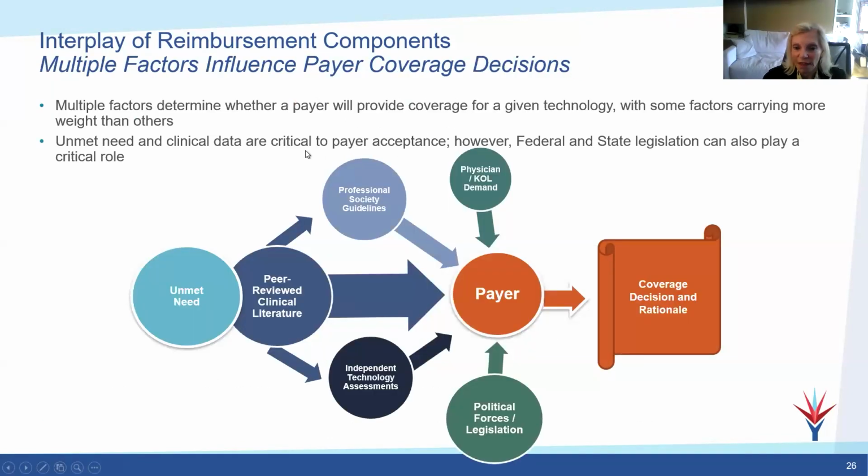And there are many different things that we want the entrepreneurs to consider when they're going to these investment conferences. As I mentioned, unmet need needs to be quantified, and you need to demonstrate how you're planning on positively impacting unmet need. Either that's in the peer-reviewed clinical literature, you might find it in professional society guidelines, independent technology assessments. You've got physicians and key opinion leaders, so influencers aren't just on Facebook. I think Facebook is old now, Instagram, whatever else is out there. And there are political forces and legislation, and all of these forces will influence the payer in terms of their coverage decisions.